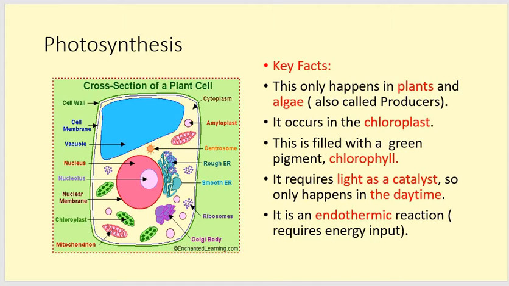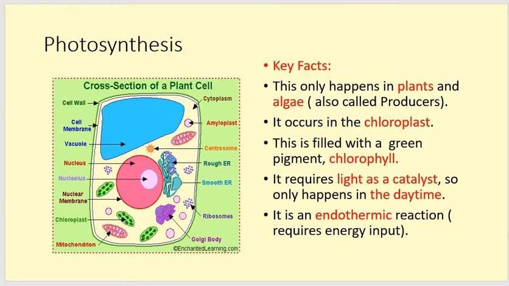So, first things first, photosynthesis. Photo means light, synthesis means making, so it means making from light. In a plant cell, we've got a much more detailed diagram here. You don't need to know all these organelles, but it's just a nice diagram. Plants and algae are called producers. That is because they produce their own food. They make it. They don't eat it by ingesting another organism. They make their own food.